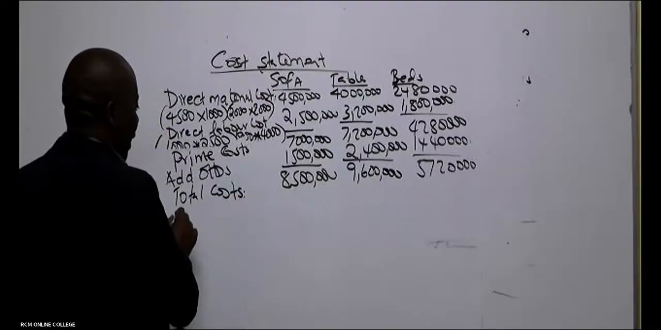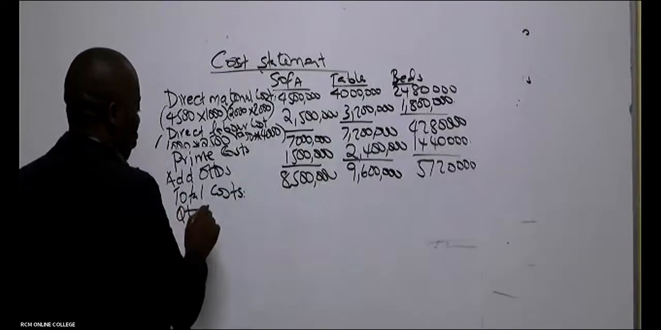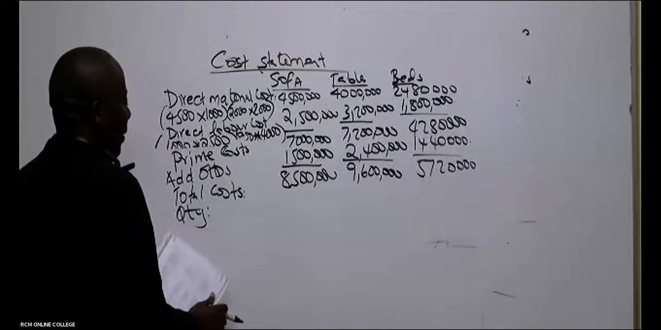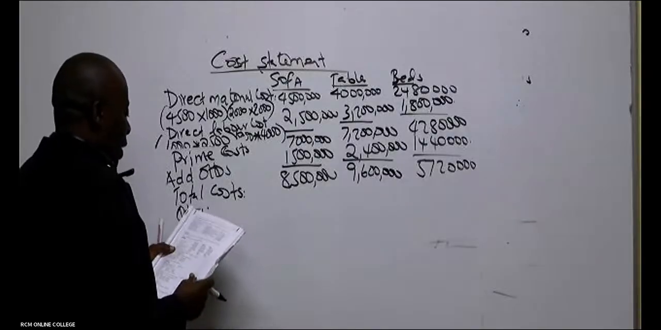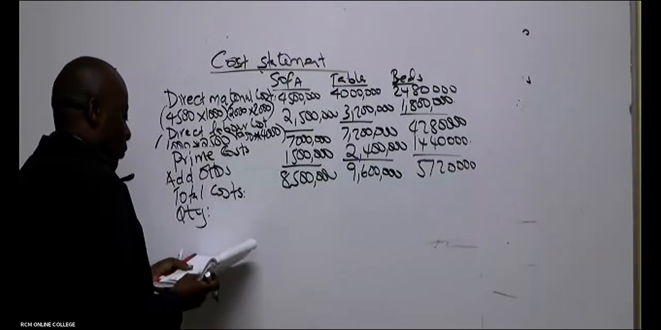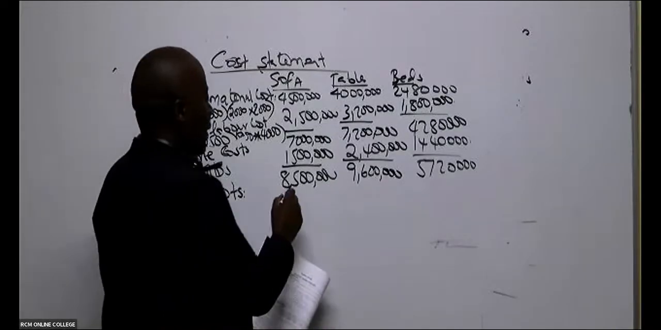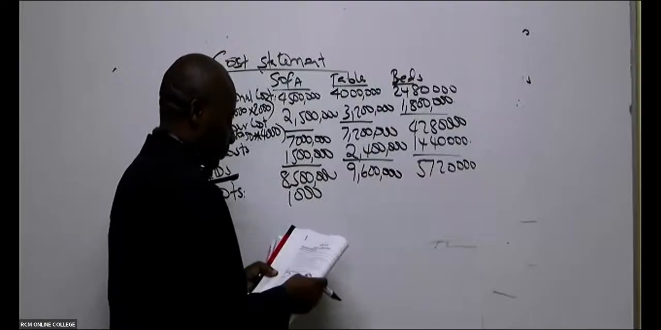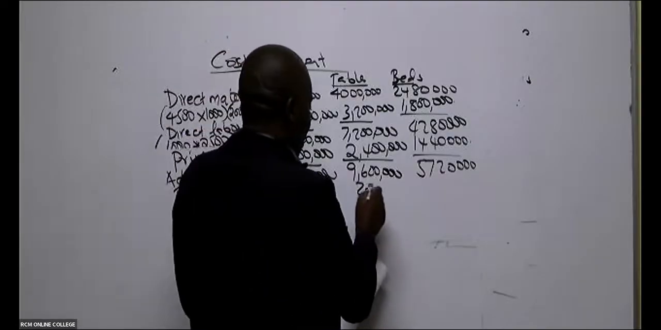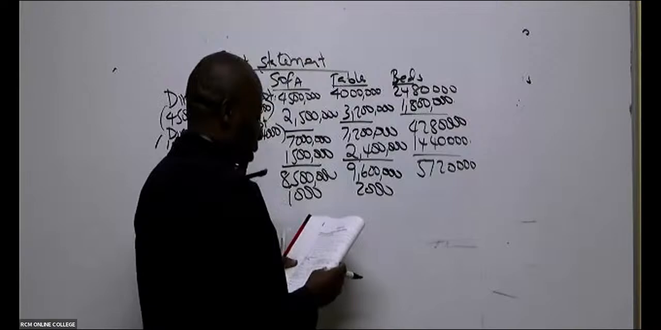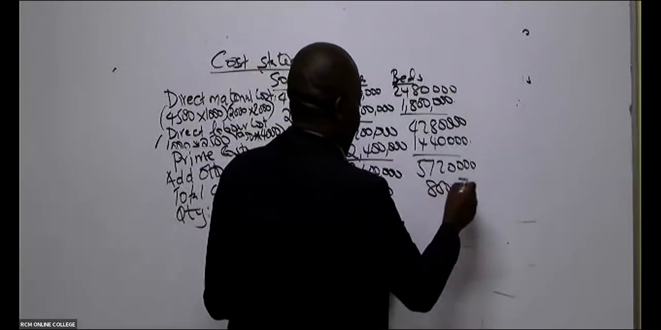So we have here quantity. What are we producing here? The quantity that we are producing for each one of them is given at the very top there. So we know that sofa sets, we are producing 1,000. Tables, we are producing 2,000. Beds, we are producing 800. Divided by.